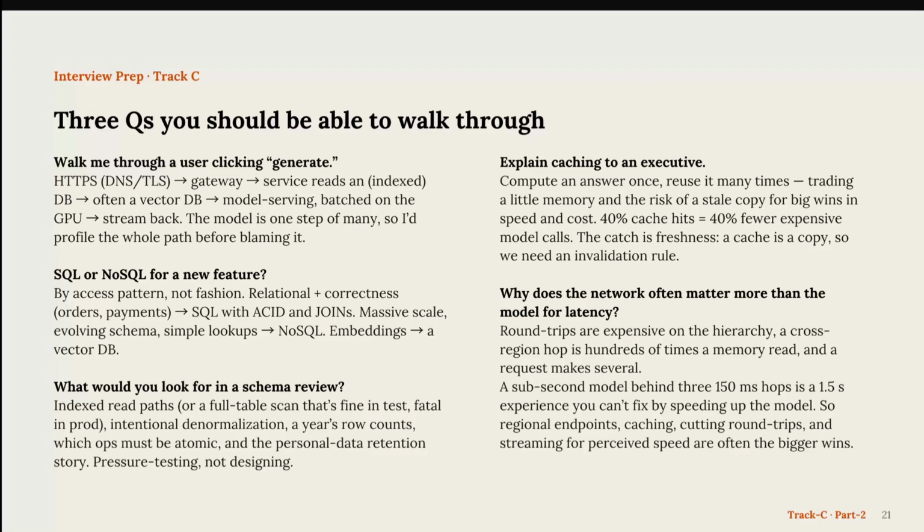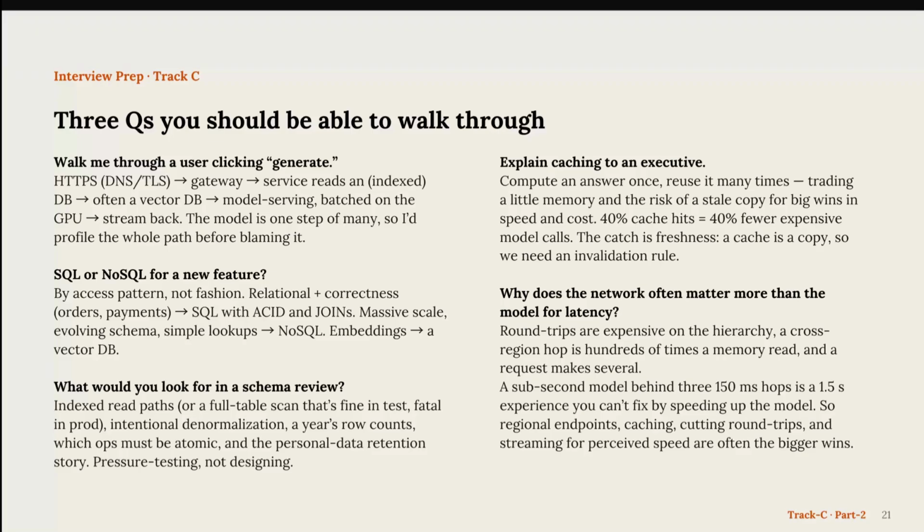What would you look for in a schema review? Ideally, I would look at indexed read paths. Hey, the data exists, but have we indexed it? Without it, it will do a full table scan, which is slower in production when millions of records exist. Have we denormalized the data? And I would like to know the growth rate of the data in that particular feature or product. And I would like to understand which operations must be atomic in nature or siloed out, so that they complete fully or they fail fully.